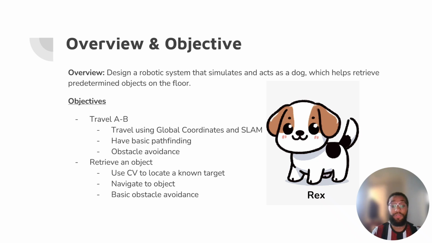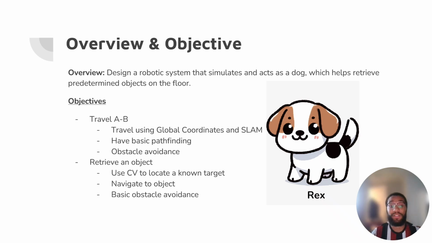It's going to do that using global coordinates and SLAM, mainly from LiDAR, this is the SLAM integration. And it's going to be able to avoid obstacles going there and back, whether that's dynamic or static obstacles.